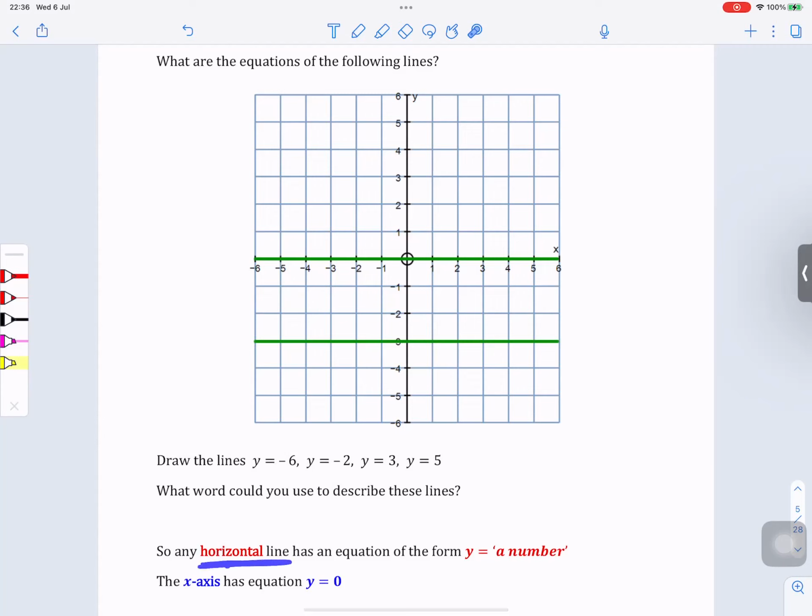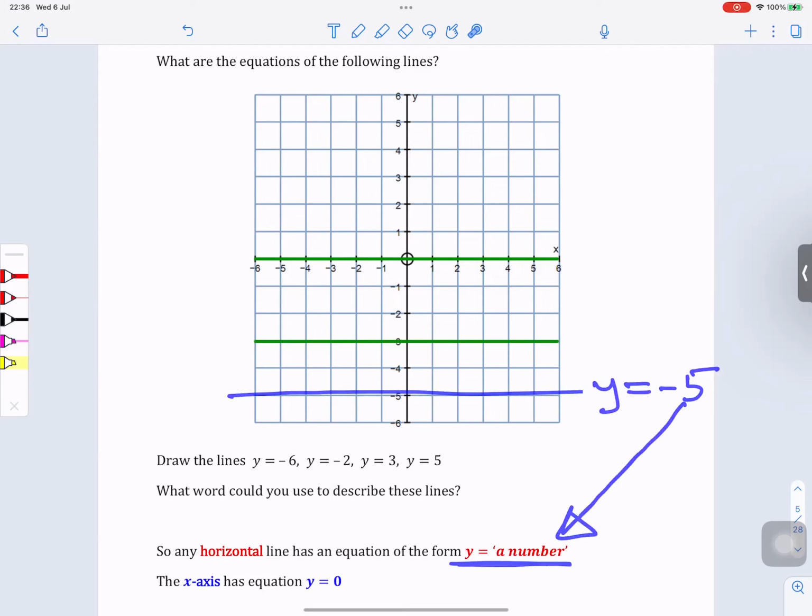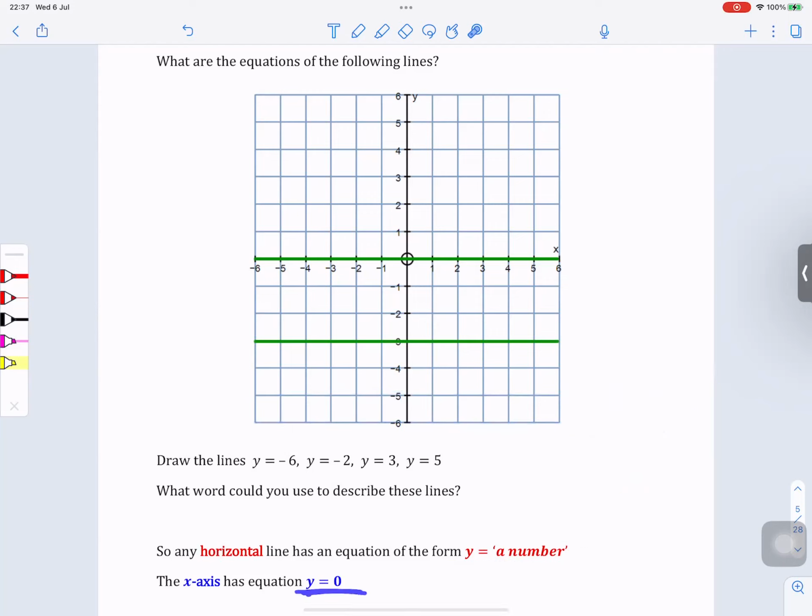Any horizontal line has an equation of the form y equals a number. So this one, if you put a line there, y equals -5. -5 is a number. If you put a line here, y equals -6. -6 is a number. The x-axis has equation y equals 0. That line there, y equals 0. And that line is called the x-axis. That's a special name, the x-axis.